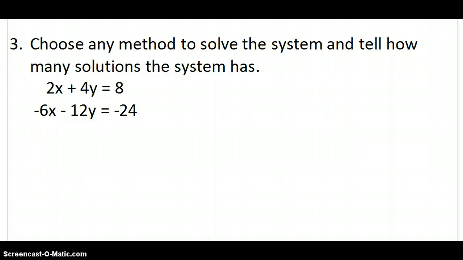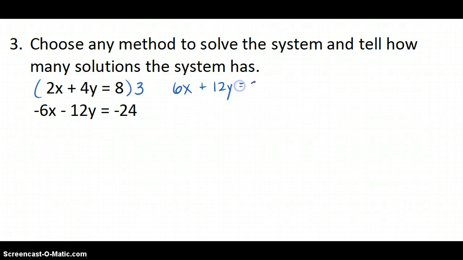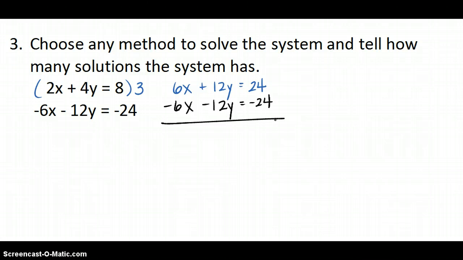And hopefully you were already thinking right when you looked at this problem that we need to multiply the first equation by a 3. So if I do that, I'm going to get 6x's plus 12y's equal 24. And then if we rewrite our second equation underneath, what do you notice? Right, you should realize that everything is opposites. The 6's go away, our 12y's go away, the 24's go away, and when everything cancels, we're left with a 0 on the left-hand side and a 0 on the right-hand side.